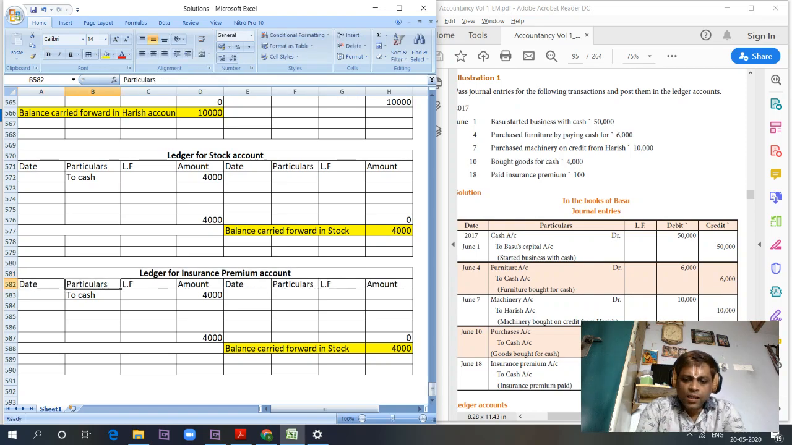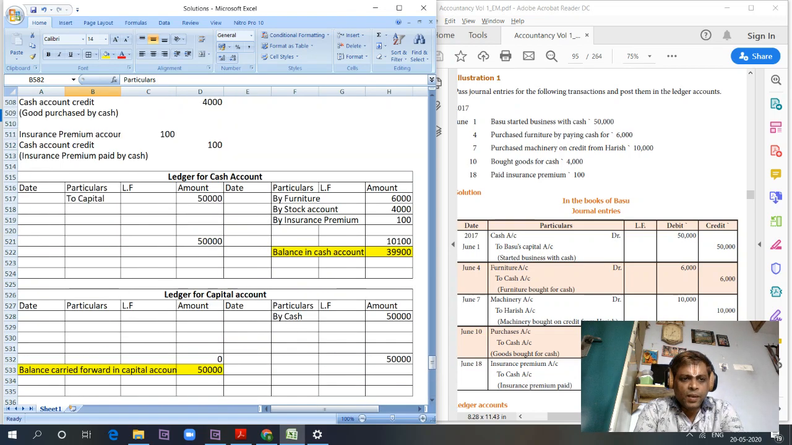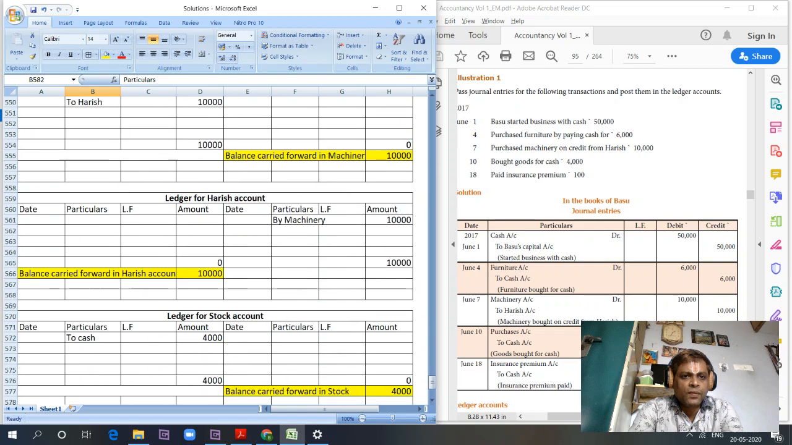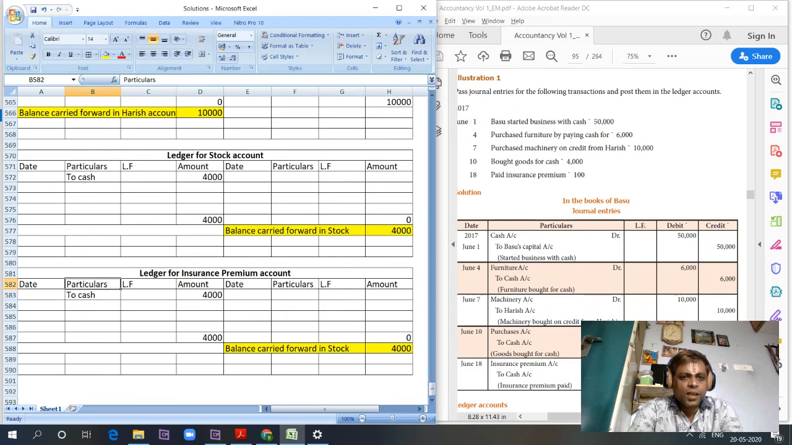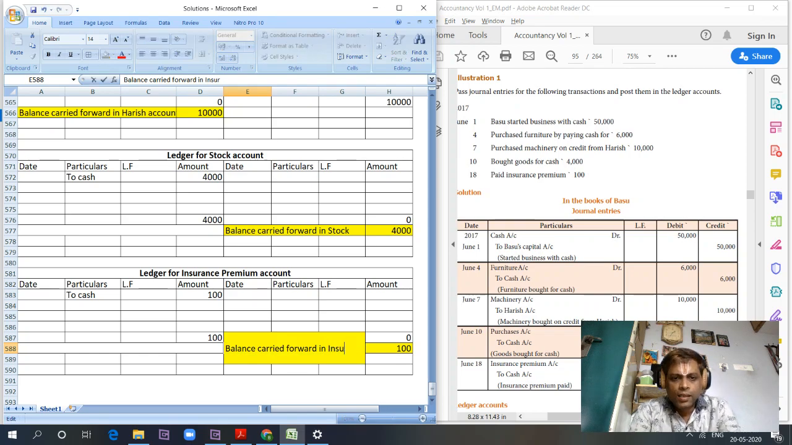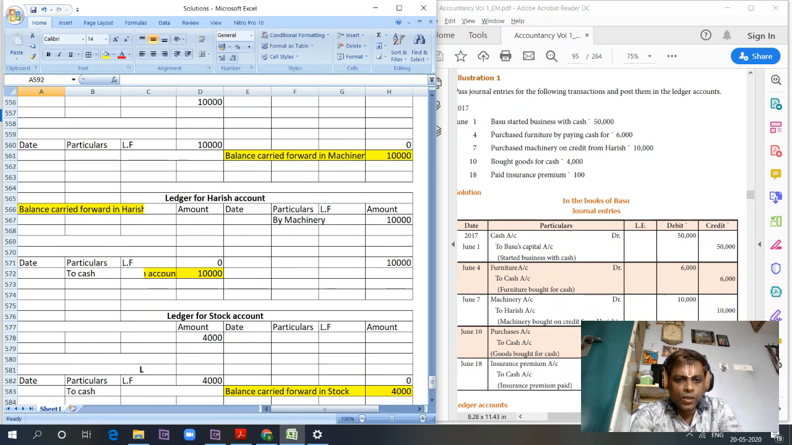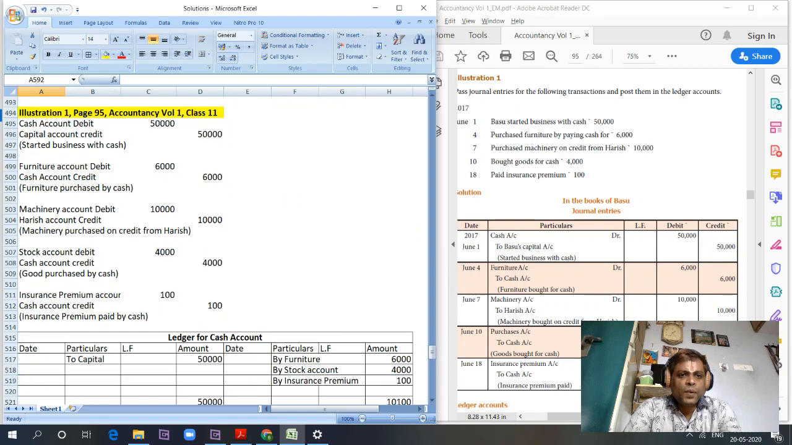Insurance premium we have paid by paying cash. What is the cash that we paid for insurance? 100 rupees. We paid insurance premium using cash, to cash 100. Balance carried forward in insurance premium is 100 rupees. So we have prepared the ledger for all these transactions: cash account, capital account, furniture account, machinery account, Harish account, stock account, and insurance premium account.